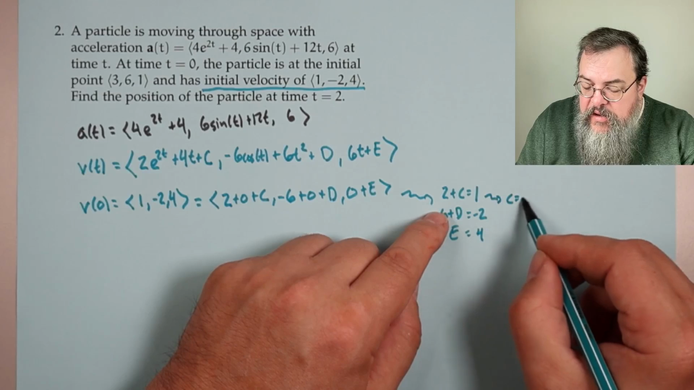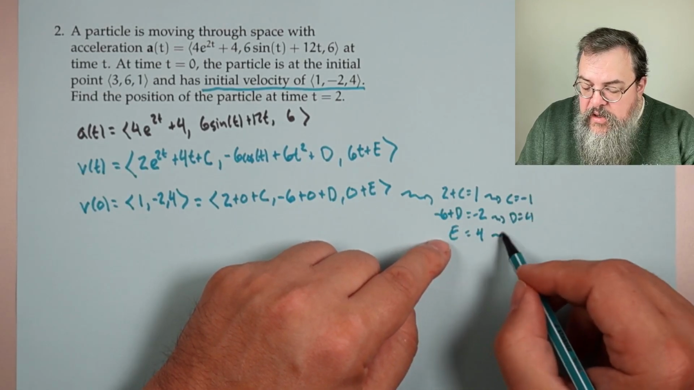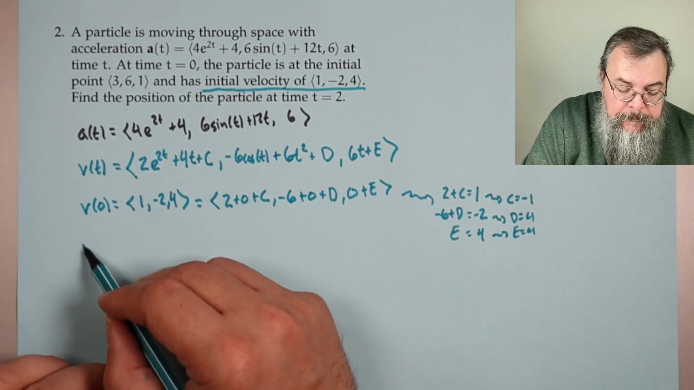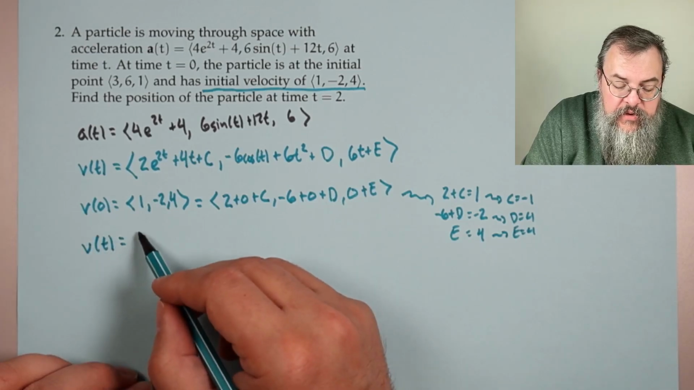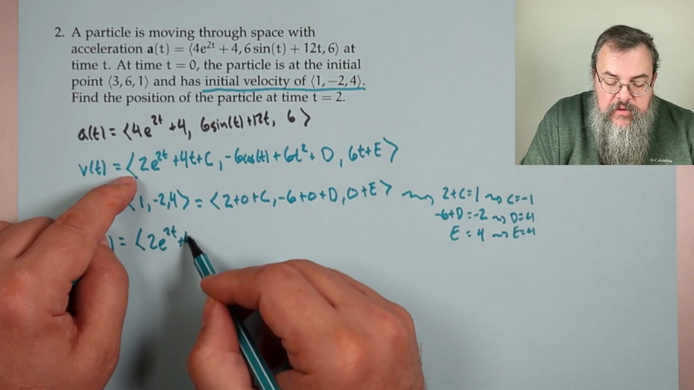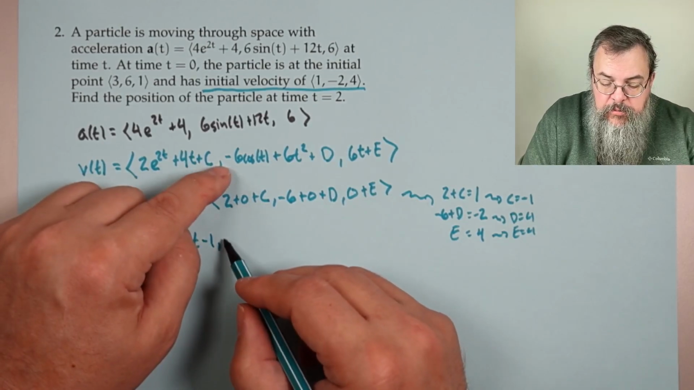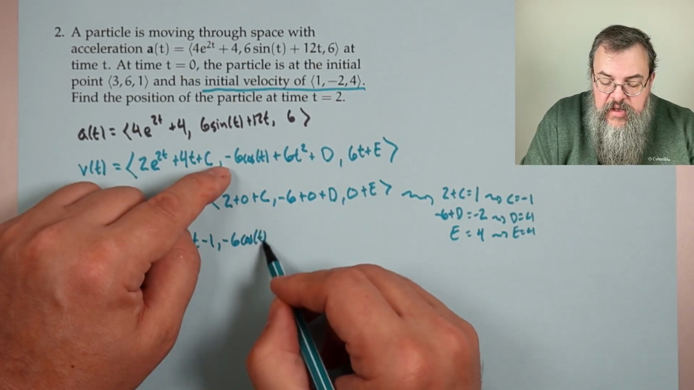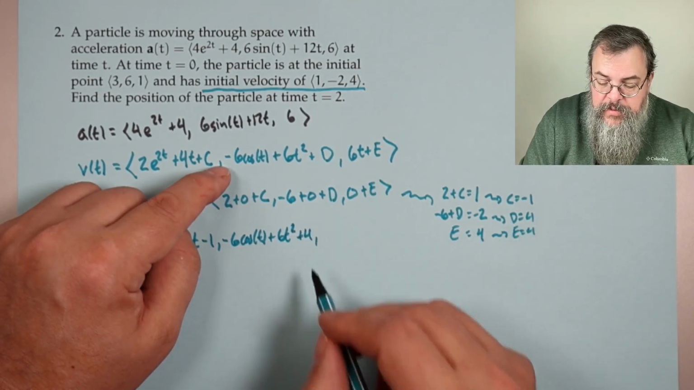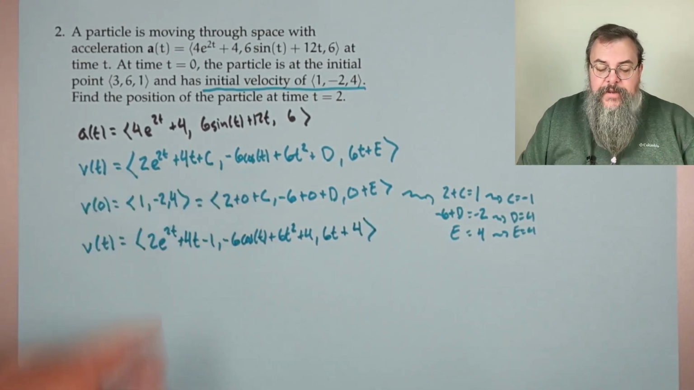So c has to be minus 1. Add 6 to both sides. d has to be 4. And e is also 4. All right, so updating, our velocity is what? Well, 2e^(2t) + 4t - 1, comma, -6 cos t + 6t^2 + 4, comma, 6t + 4. All right, good.